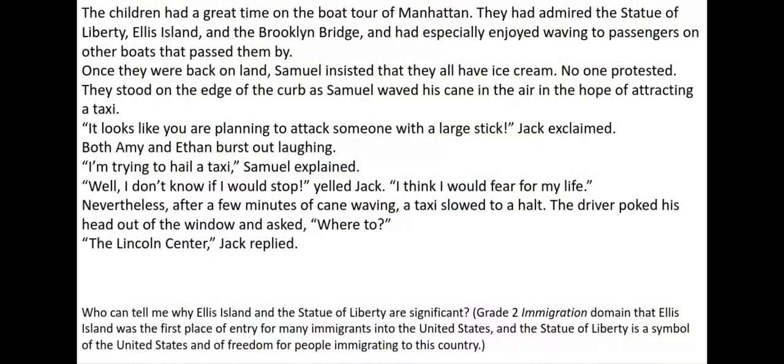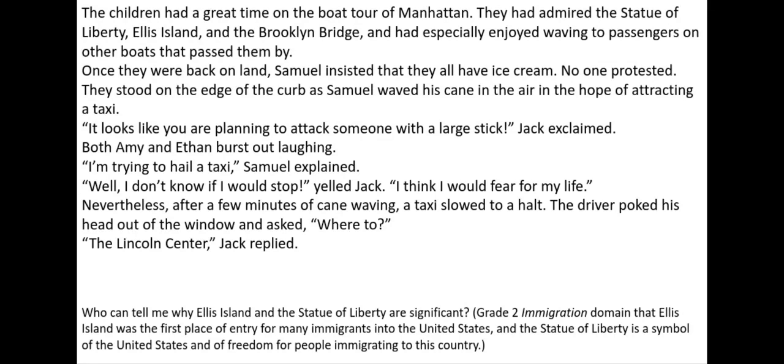The children had a great time on the boat tour of Manhattan. They admired the Statue of Liberty, Ellis Island, and the Brooklyn Bridge, and especially enjoyed waving to passengers on other boats that passed them. Once they were back on land, Samuel insisted that they all have ice cream. No one protested. They stood on the edge of the curb as Samuel waved his cane in the air in the hopes of attracting a taxi.